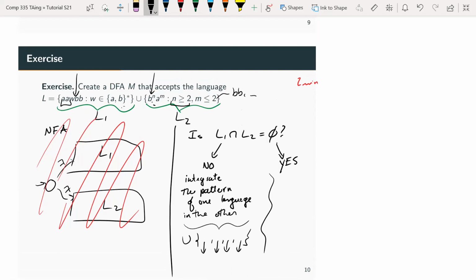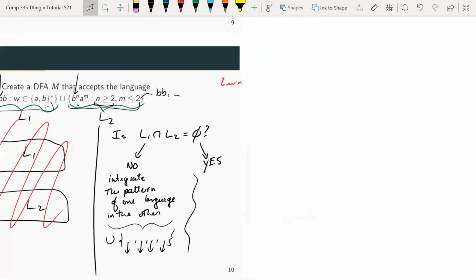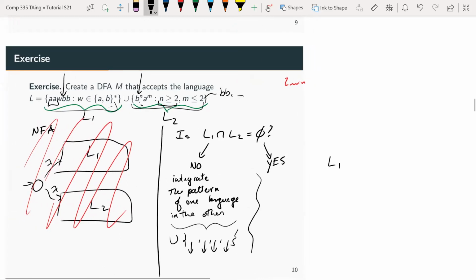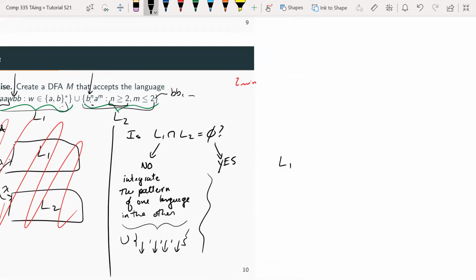Okay, so that makes my life a bit easier because I can construct the DFA for this guy, construct the DFA for this guy, and join them together. So that's what I'm going to do. So for L1, I want to create a DFA that accepts the language AA, W, BB, where W is any string. Okay, so let's start at my initial state.